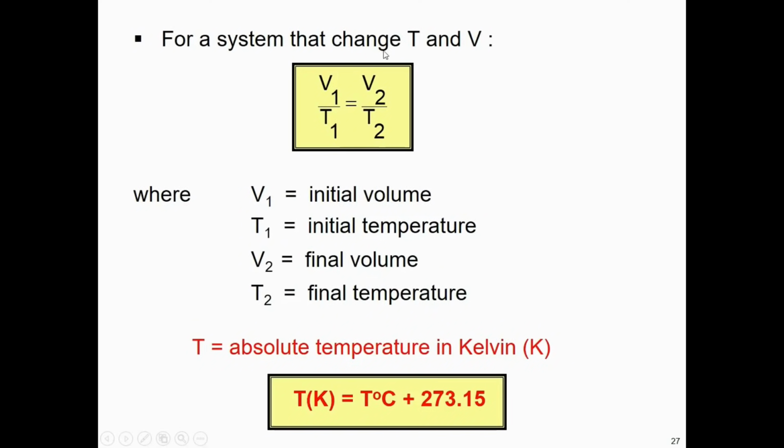For a system that changes temperature and volume, the relationship is given as below. V1 over T1 equals V2 over T2. V1 and T1 are the initial volume and temperature, while V2 and T2 are the final volume and temperature. So keep in mind, to use this formula, you have to ensure that temperature is in unit Kelvin. To convert temperature from degrees Celsius into Kelvin, you just have to add 273.15 to the temperature given in degrees Celsius.